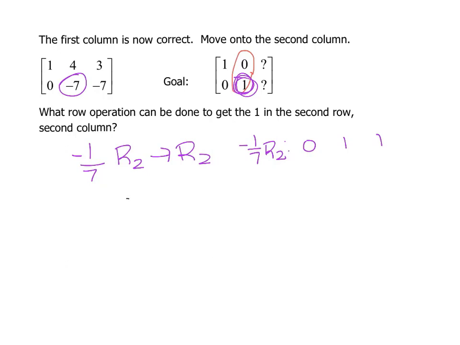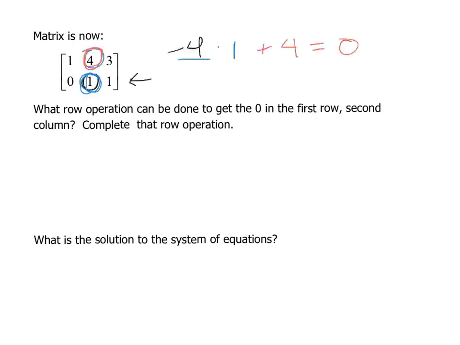So my new matrix looks like 1, 4, 3. Notice I didn't change row 1 at all. The only thing I was changing was row 2. My new row 2 is 0, 1, 1. So now in our matrix, we have that row 0, 1, 1 right here, and we just got this 1. Our next goal is to try to make this 4 be a 0.